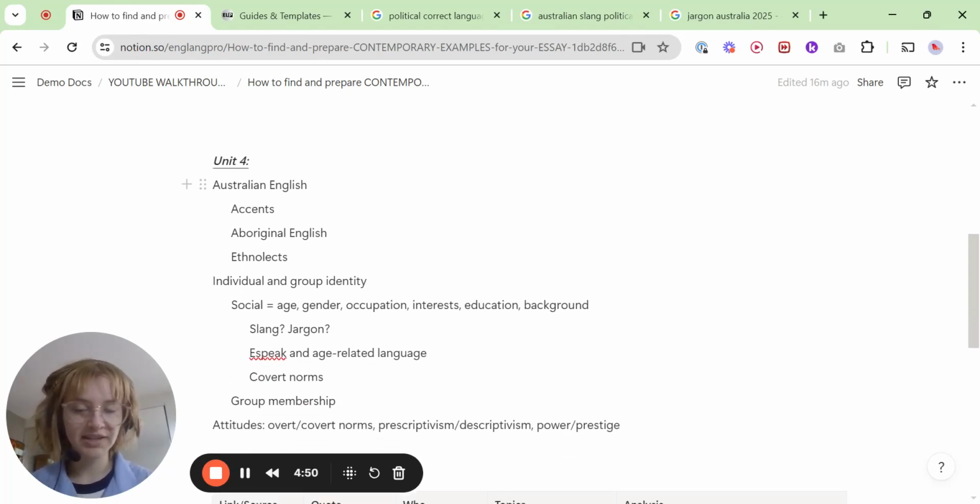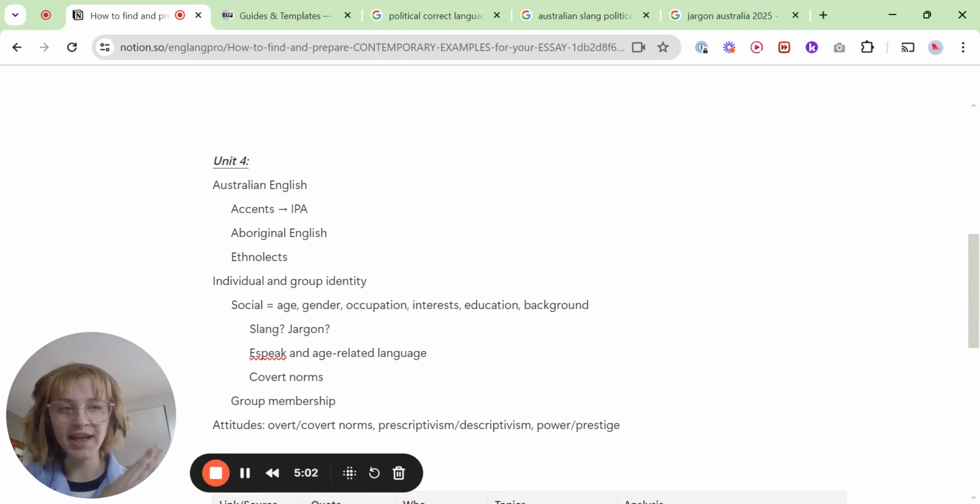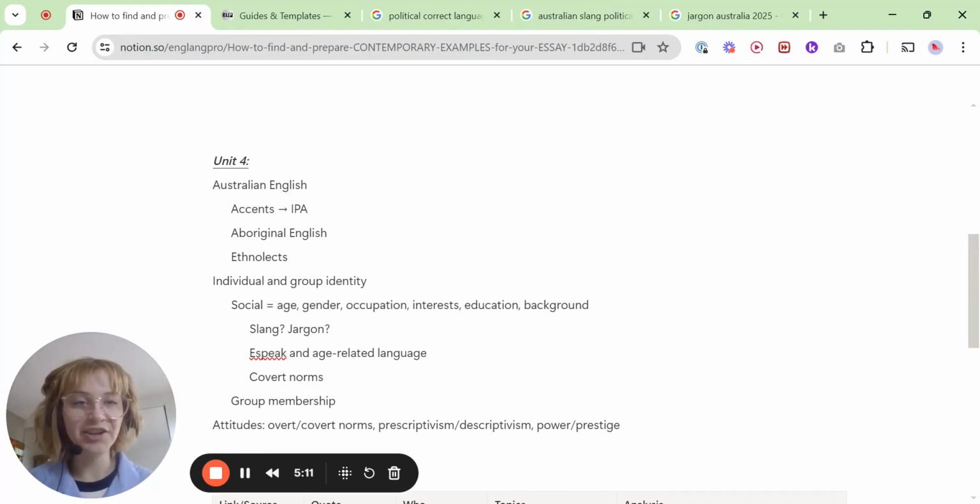Unit 4, we've got Australian English, super important. So accents, here's a good place to bring in an IPA. So even if you were to use this as your anecdotal example, you can use it and include an IPA, a little section of IPA. So IPA, the International Phonetic Alphabet, you don't need to know it according to the study design. You need to have an awareness of IPA.